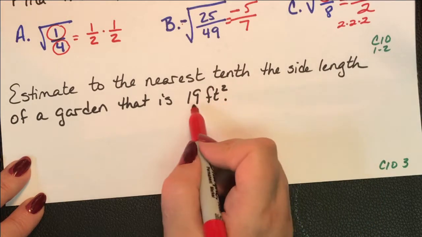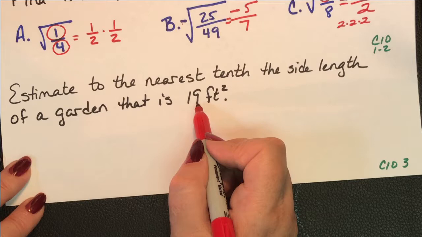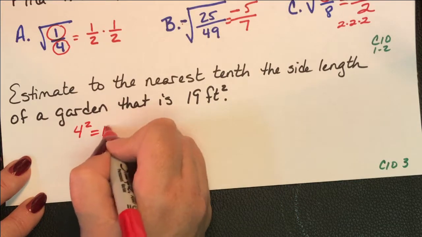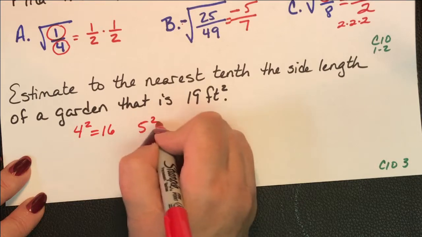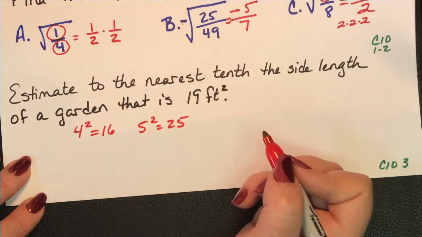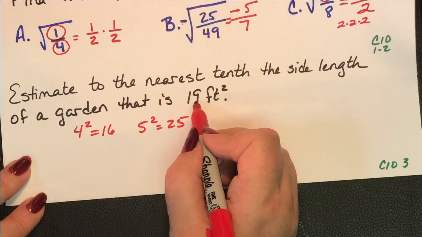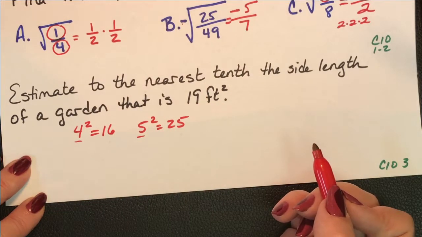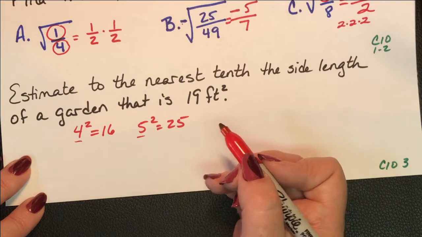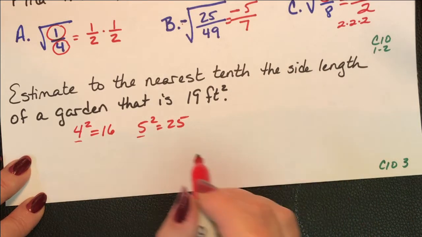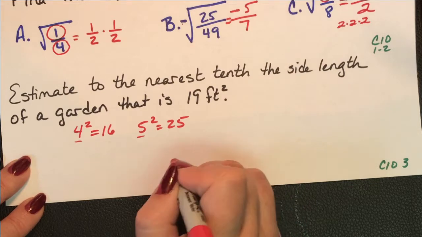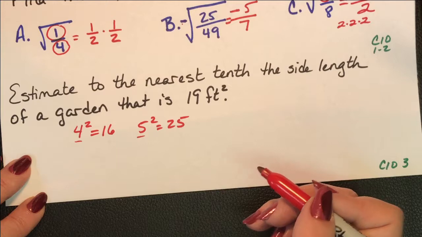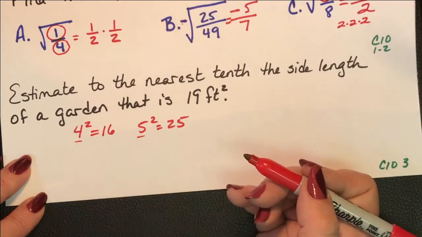If I'm looking for a square root that's near 19, I know that 4 squared is 16 and 5 squared is 25. So I know that the square root of 19 is going to be between 4 and 5 somewhere. And yes, you can do it on your calculator, but I'm asking you to do it the conceptual way because it stretches your brain a little bit, and it's a good idea to understand the concepts that you're working with.